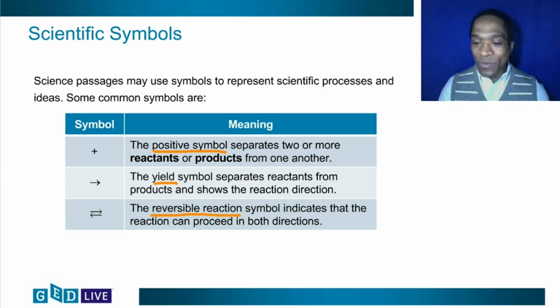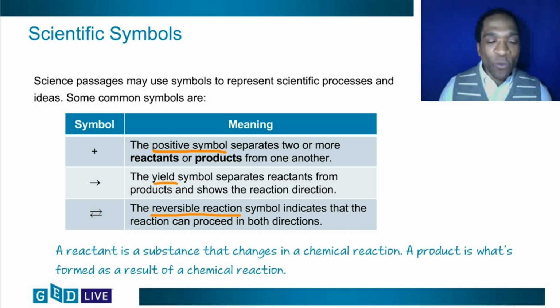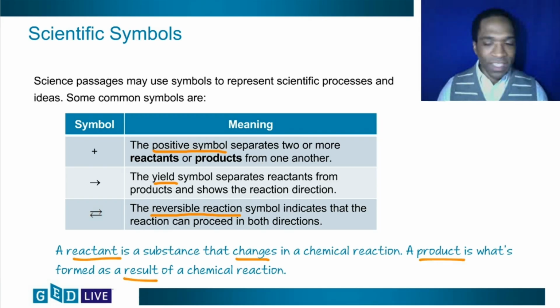Okay, so now that we've seen that, what are reactants, what are products? Let's look at that. A reactant is what changes in this chemical reaction, and a product is the result of the reaction. So just keep that in mind. Again, the reactant is what changes. The product is the result. And here's a chemical reaction that might be familiar. This is a representation for carbon dioxide, so that's what we breathe out, right?